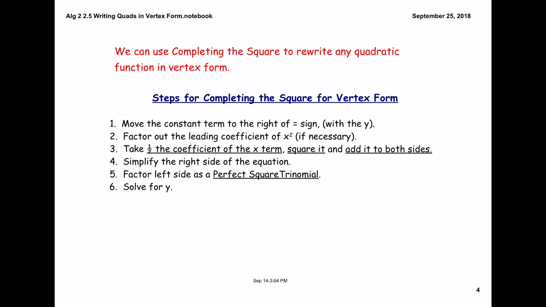The steps for completing the square are as follows. We are going to move the constant to the right side of the equals. We are going to factor out the leading coefficient because you can only complete the square if the coefficient of x squared is 1. We're going to take 1/2 the coefficient of the x term, square it, and add it to both sides. We're going to simplify the right side of the equation. We're going to factor the left side as a perfect square trinomial, and we are going to solve for y.